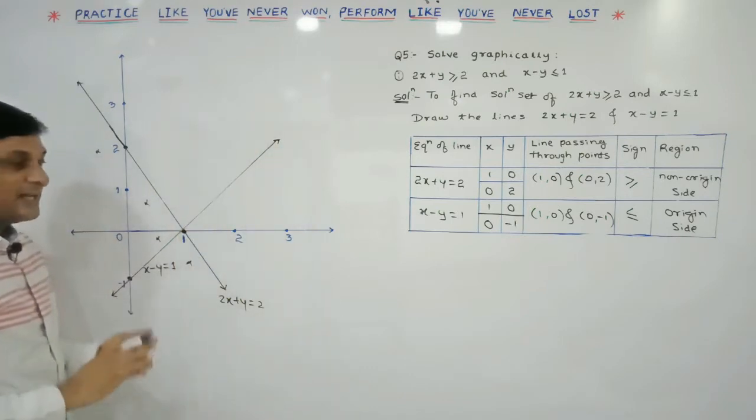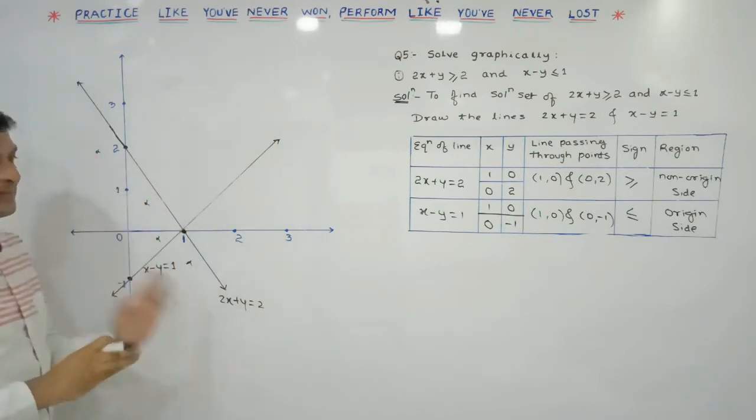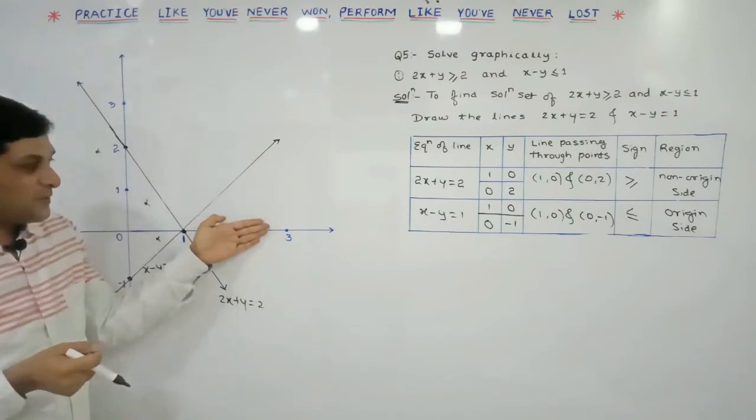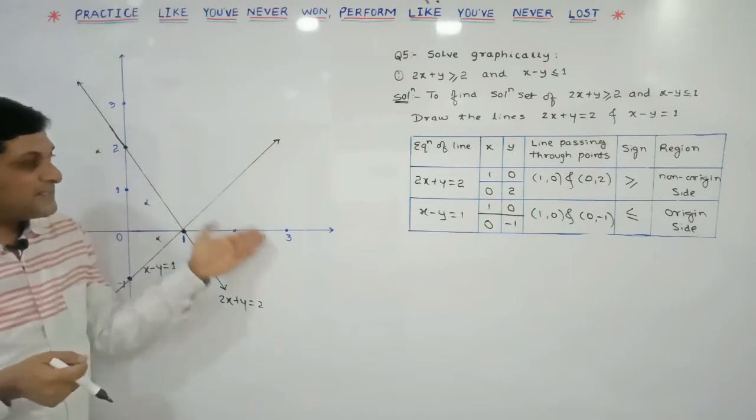So all the parts on this side have been deleted. Now the only remaining part is this, the first part, and this, the second part. So now which part is our solution set?